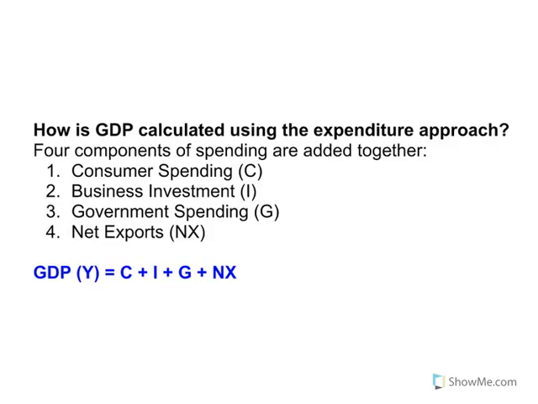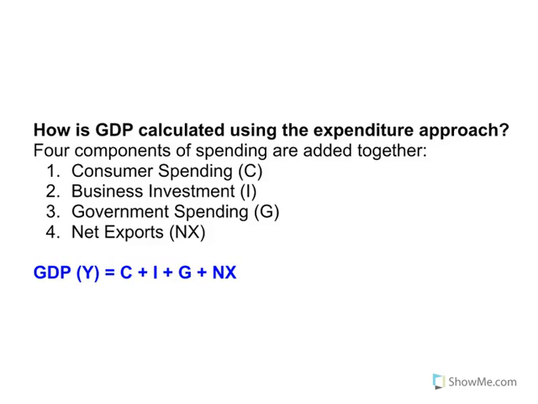So GDP is calculated using the expenditure approach by summing up four components together. We have consumer spending, which is represented by a C, business investment, which is represented by an I, government spending, represented by a G, and net exports, which is represented by an NX.